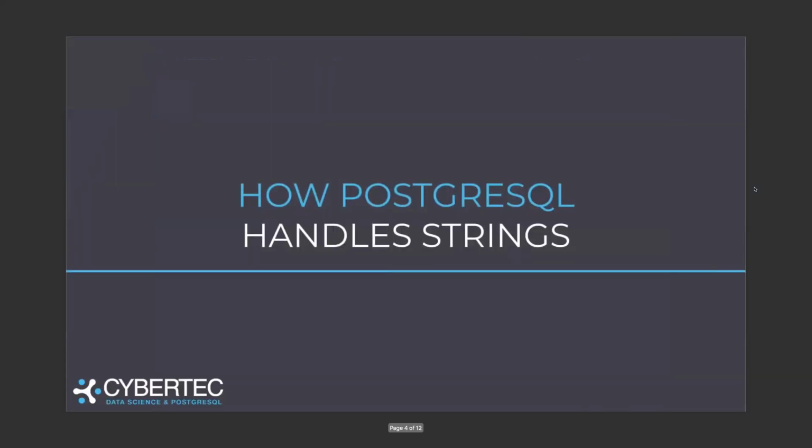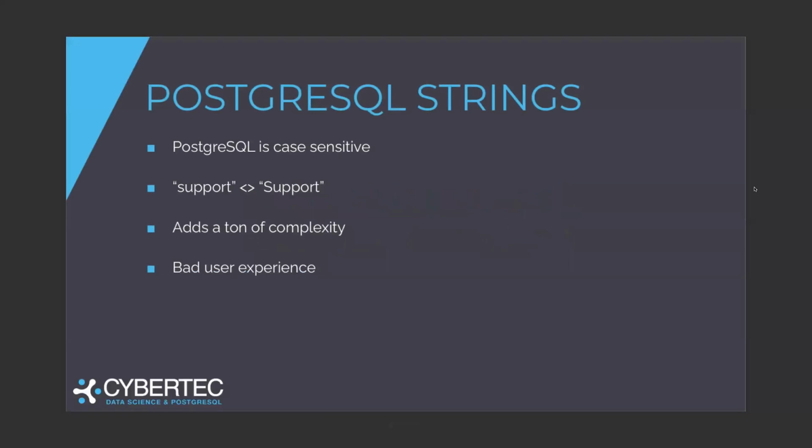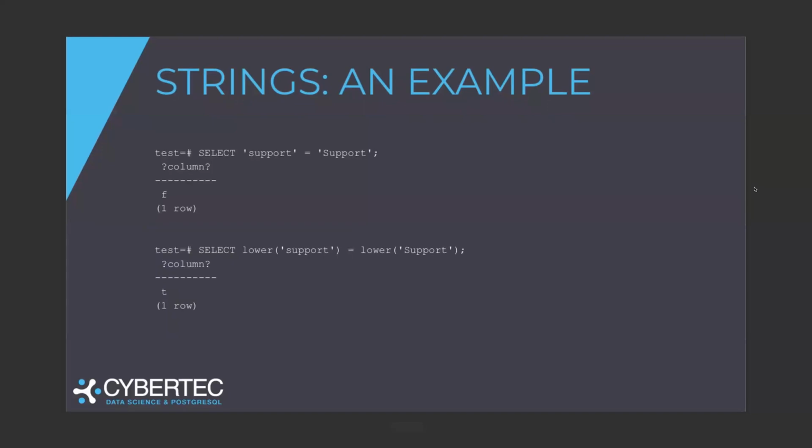So let's get started. How does Postgres handle strings in the first place? Before we dive into case sensitivity, let's take a look at what there is and how things work. First thing, Postgres is strictly case sensitive. So if we take the word support and we compare it to the word Support, what you're going to notice is that it's going to be false, because in the second case, it's a capitalized S. In the first case, it's not capitalized. And in many cases, this is going to add a ton of complexity on the application side. It might lead to bad user experience. So let's figure out why. As you can see here, support equals Support is false.